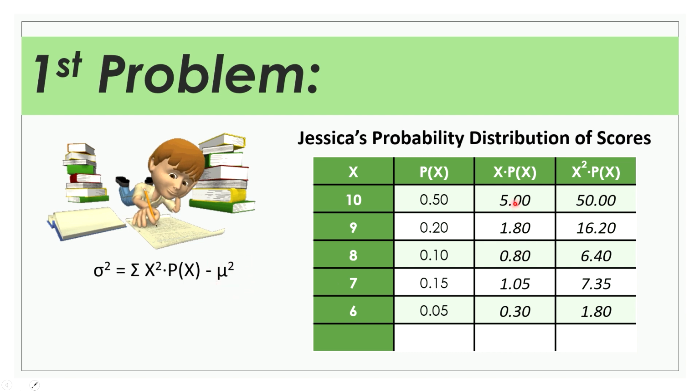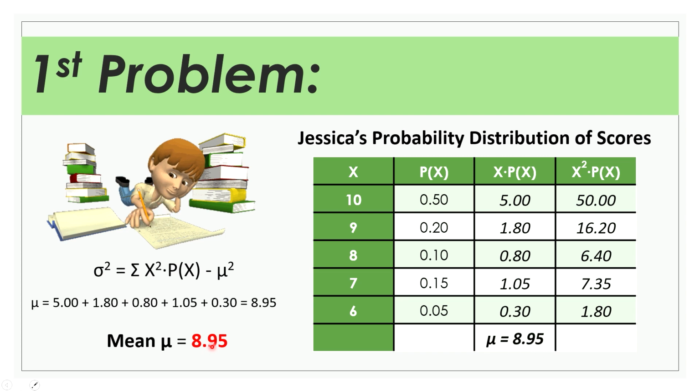So by adding them, mean is equal to 5 plus 1.80 plus 0.80 plus 1.05 plus 0.30, which is equal to 8.95. So yung value ng ating mean ay 8.95. So meron na tayong mean.